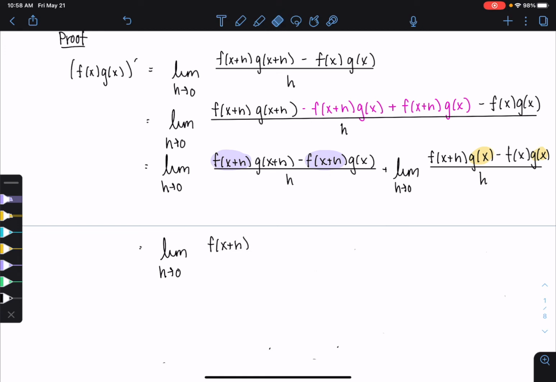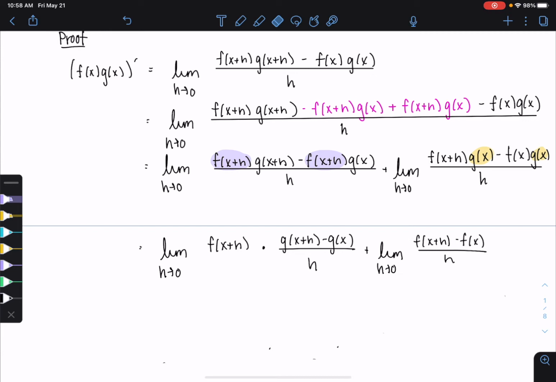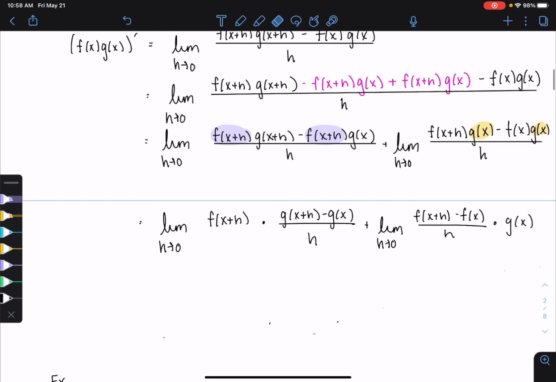So that gives me the limit as h goes to 0 of f of x plus h times g of x plus h minus g of x over h. Over here, I pop the g of x on the right-hand side, and I'm left with f of x plus h minus f of x over h. Okay? Now we're going to use our limit laws. I've got the product of two things that do both deal with h.